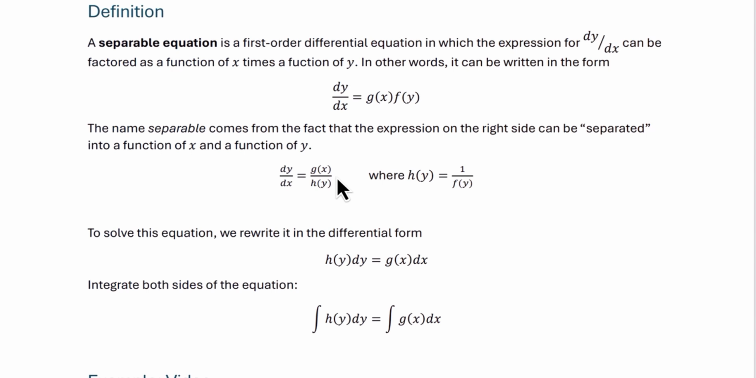Focusing on this example, we can push all variables y to the left side and all variables x to the right side. We can do that by cross multiplying. We'll get h(y) dy equals g(x) dx. Notice now that the y's are on the left and the x's are on the right. Next, we'll integrate each of these. From there, we can solve the equation.